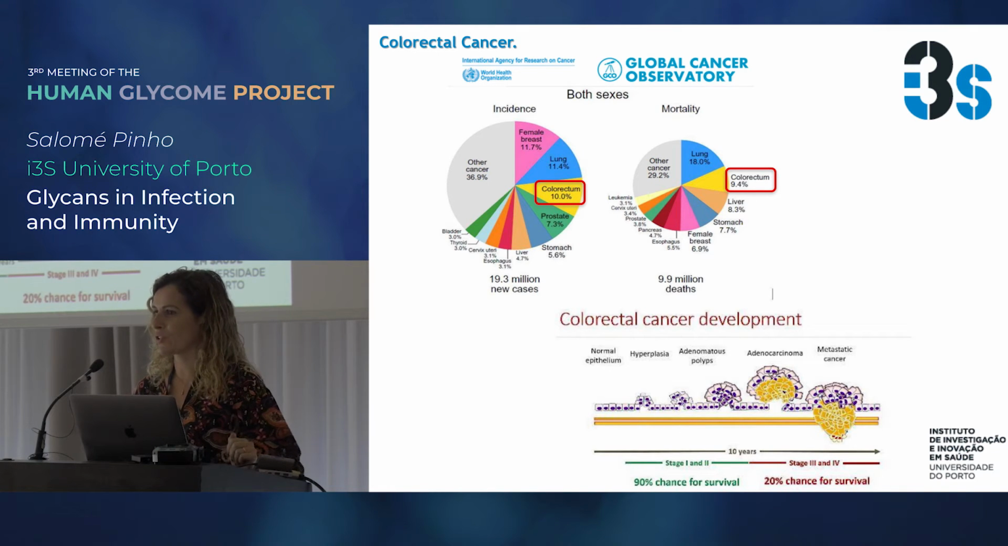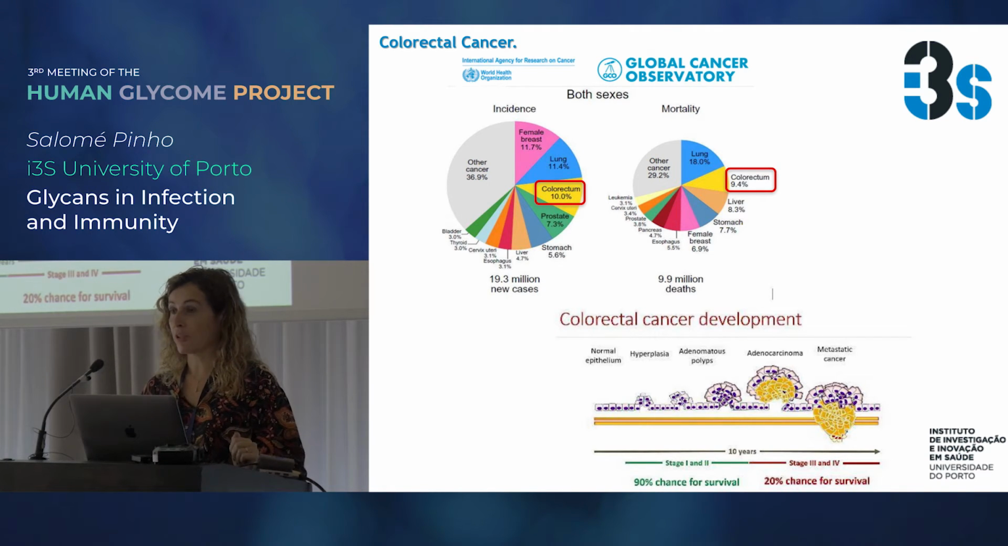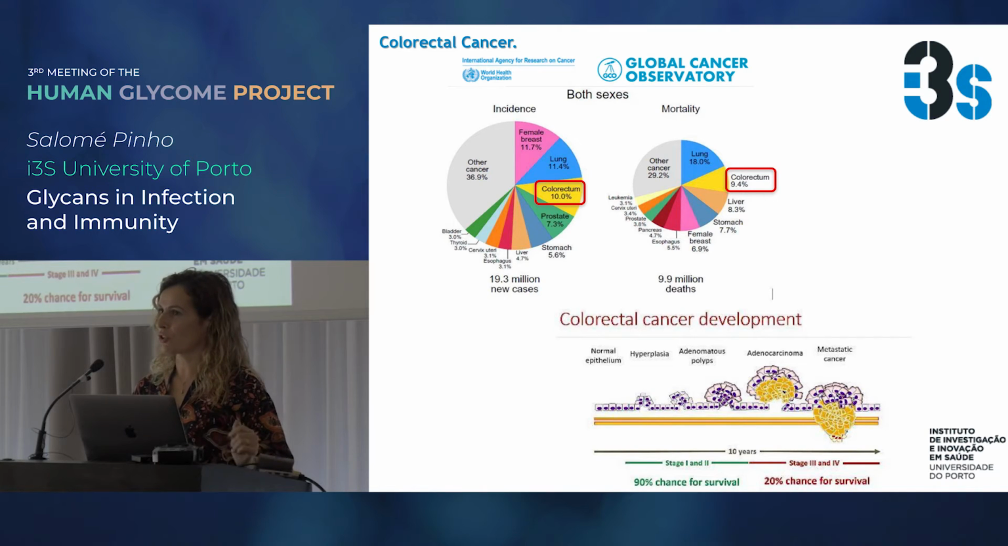Why colorectal cancer? Because in terms of epidemiology, it's an important cancer. In the recent Global Can report, it still figures in the top 3, both in terms of incidence and mortality worldwide. But colorectal cancer has an important clinical unmet need because patients with stage 3, stage 4 colorectal cancer hold a very poor percentage of survival, less than 20% chance of survival.